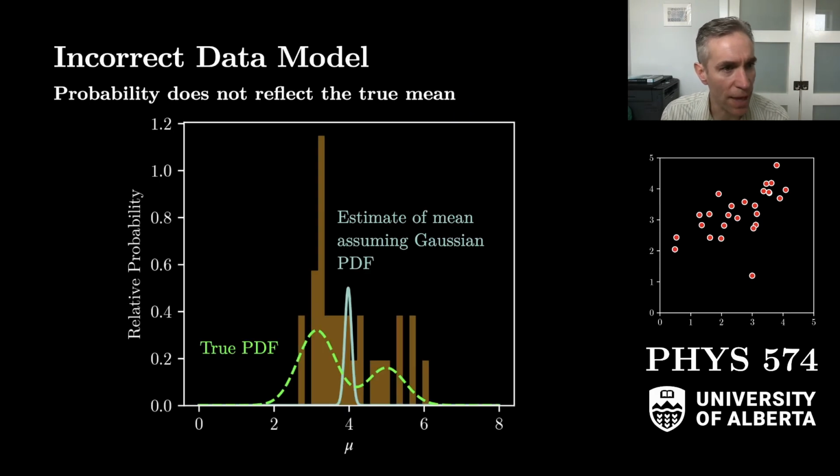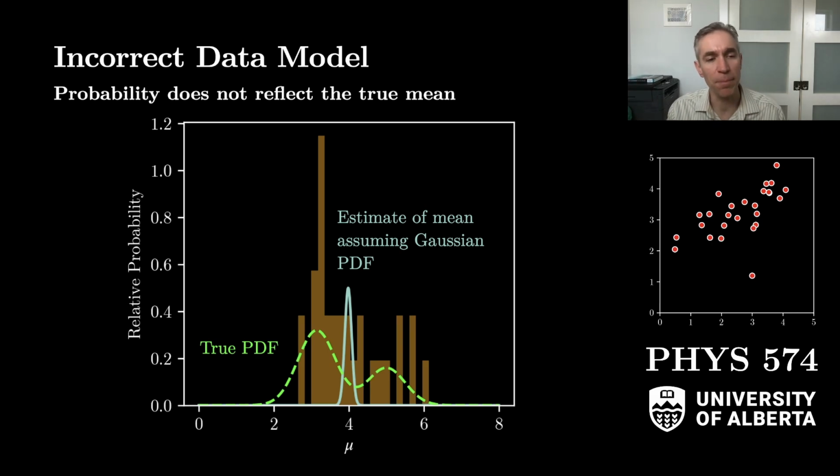An example of that is what happens if you perform this analysis, say using the Gaussian data analysis, on data that are not actually drawn from a single Gaussian with known standard deviation. Well, in that case, your probability does not reflect the true properties, the true means of a distribution. So in this example, we have some parameter mu for the distribution, and it's drawn from a blend of two Gaussian distributions. That's shown here. And we have this distribution of data that's drawn from that.